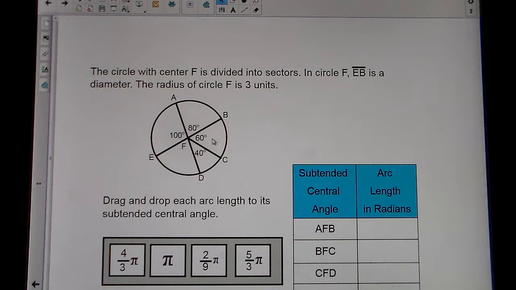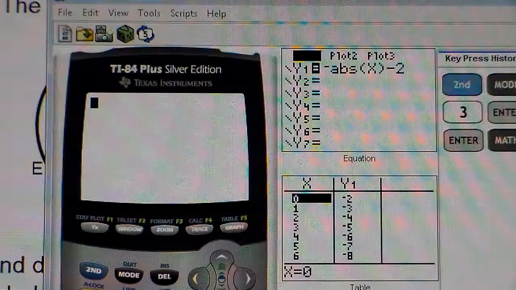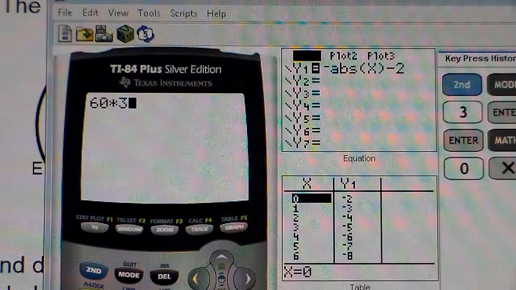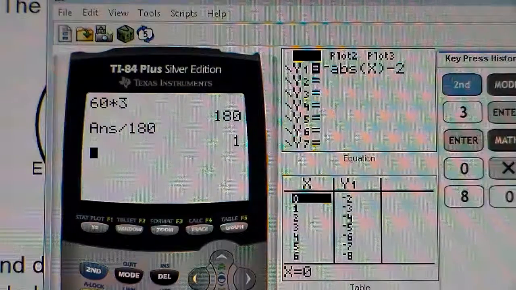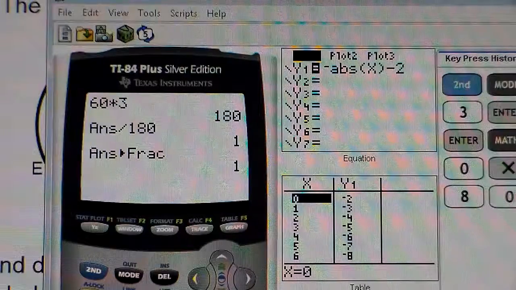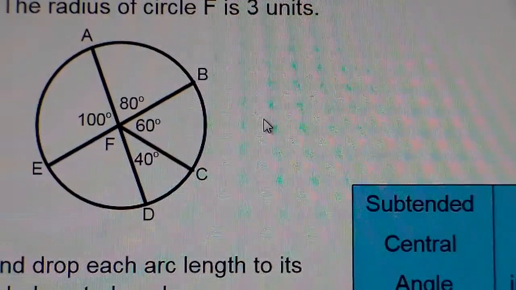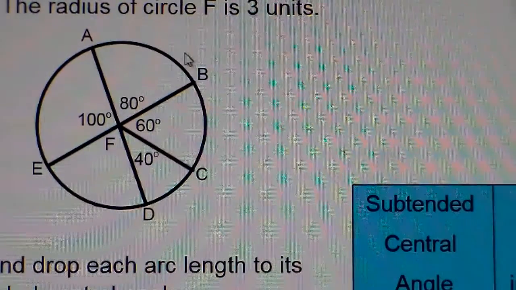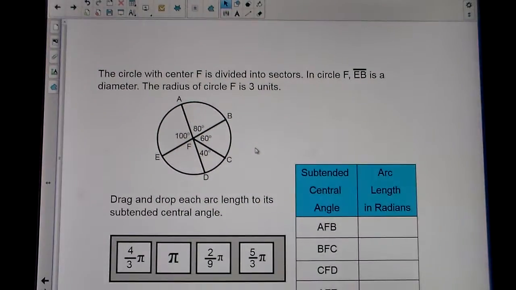Then we're going to put 60 in. 60 times 3. So we bring up the calculator again. We do 60 times 3, divide that by 180, which is 1. Math, 1, enter. So we know it's 1 pi. So 60 degrees, angle BFC, is 60 degrees. So the pi right here will be dragged and dropped into BFC, into that little box.